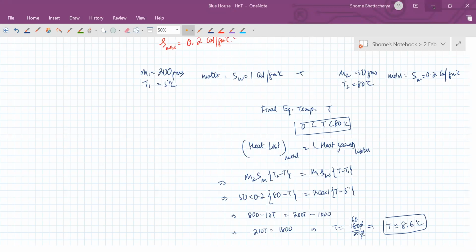Yes, it is increasing, 5 to 8.6, it's increasing. Water's temperature is increasing, the metal's temperature is decreasing.